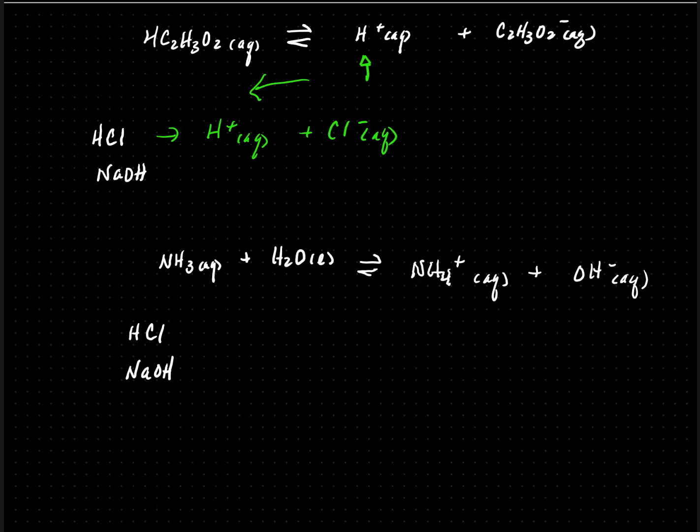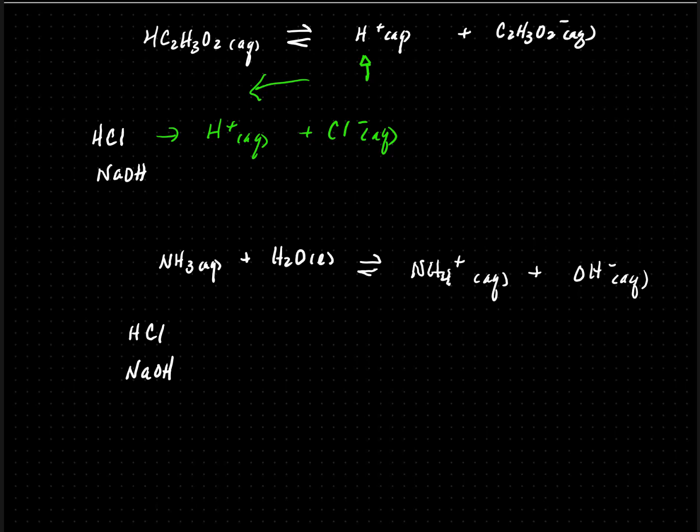To explain this in buffer terminology, if I add HCl, the H+ concentration increases, which means that the pH is lower or it's more acidic. So what the buffer solution does, it resists the change in pH by shifting the equilibrium to the reactant side. When the equilibrium is shifted to the reactant side, the H+ concentration decreases, increasing the pH of the solution.